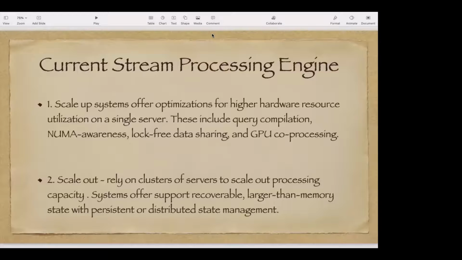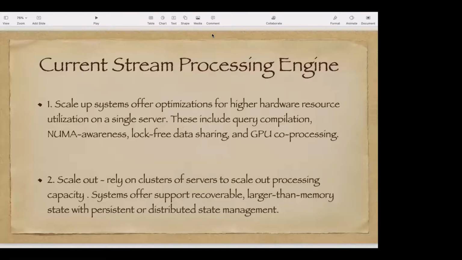So this paper basically talks about the current state of stream processing engines. There are two types of stream processing engines: one is scale-up systems and one is scale-out. Scale-up systems basically offer optimization for higher hardware resource utilization on a single server, and scale-out systems rely on a cluster of servers to scale out processing.